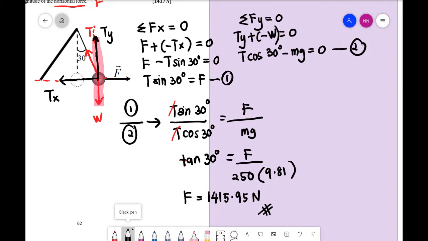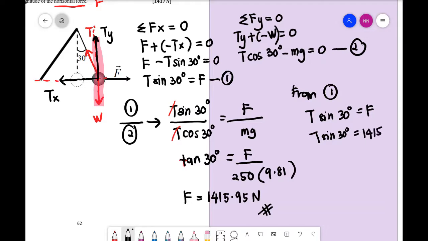So maybe we can use equation 1. Okay, so from equation 1, T sin 30 degree equals to F, where F is 1415.95. So T is equals to 1415.95 divide with sin 30 degree. So it is equals to 2831.90 Newton. Okay.